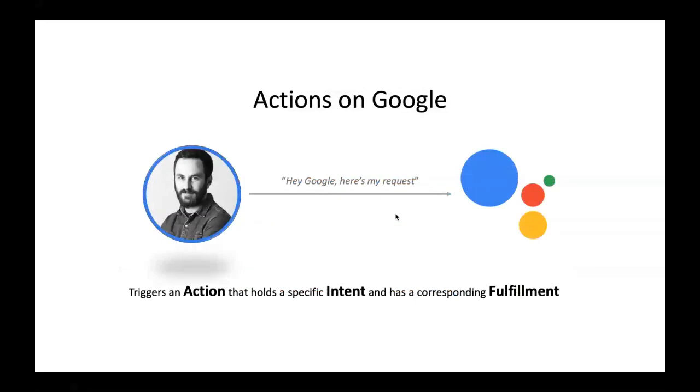In order to build interactions with the Google Assistant, we're going to go on the Actions on Google platform. This platform will let us define and fulfill what's called actions that any user can invoke through the Google Assistant. So that when I say, Google, here's my request, the assistant will trigger an action that holds a specific intent and has a corresponding fulfillment that processes the intent. Let's see how these actions work from up close.